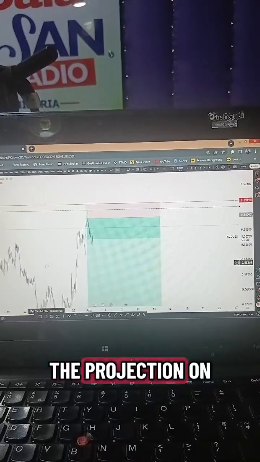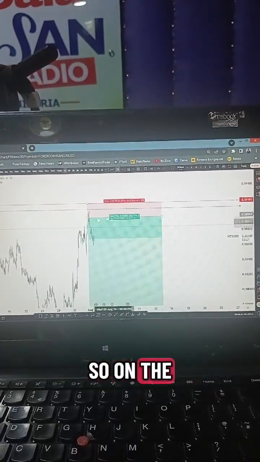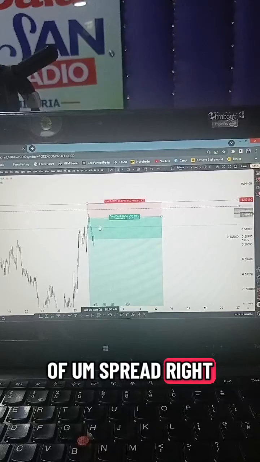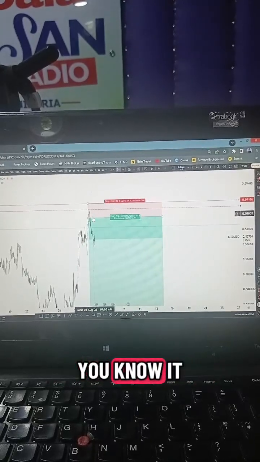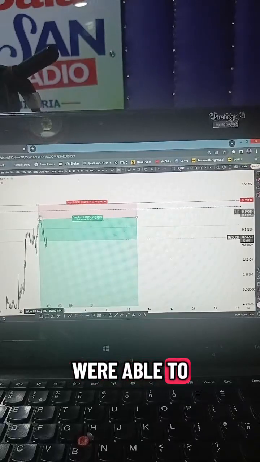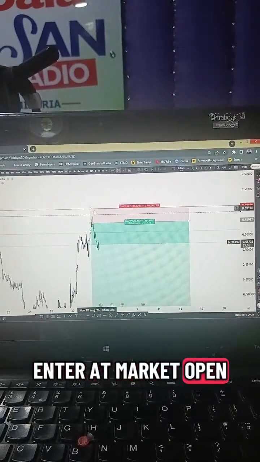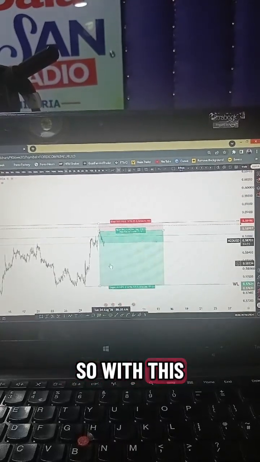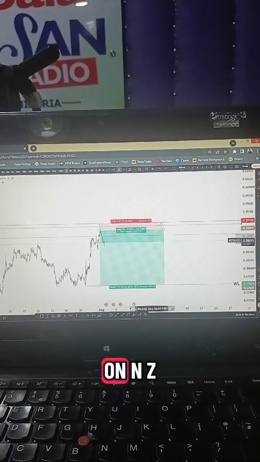So this is the projection on the normal currency pair, NZD. On the normal currency pair, I gave it a buffer because of spread, right? And as at when we entered, it was in the midnight, so we were able to enter at market open. So it gives us a good risk to reward. So with this, we're having 7R on NZD.